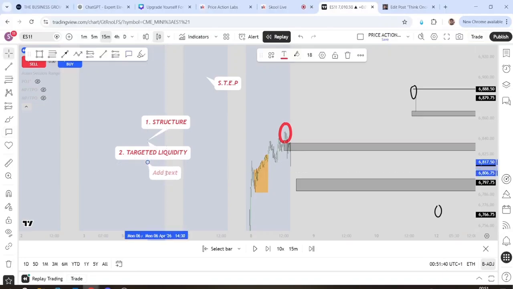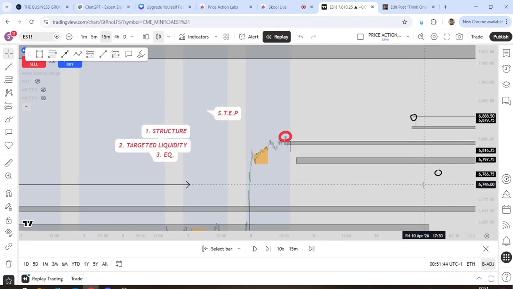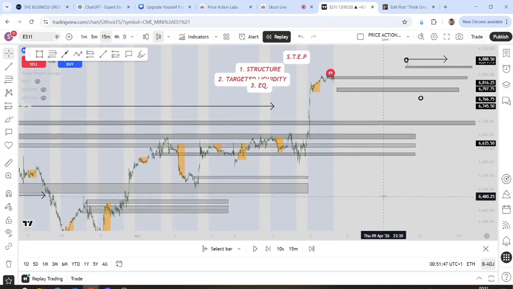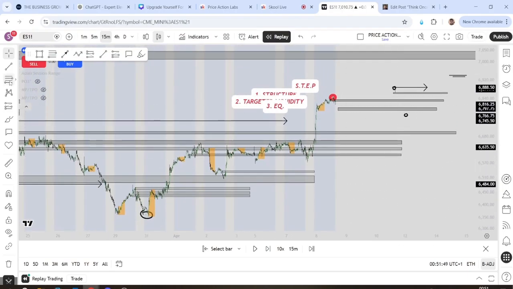Equilibrium. Now, what do we mean by equilibrium? I'm just going to write EQ for short. What you want to do is project your fib from your high to your low. I don't really like to call it fib because fib has so many other strategies ingrained into it. But really, a fib is the most recent low up to the most recent high, just like this.